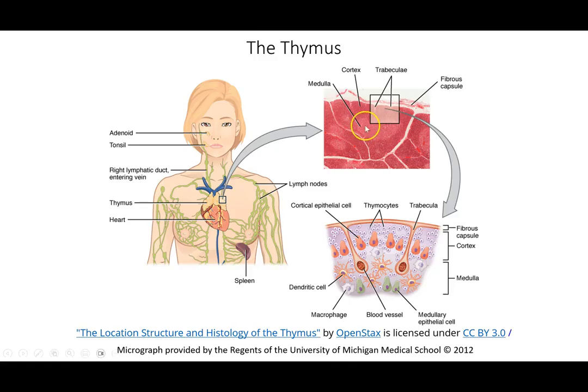But once they've matured fully, they can move out to the medulla and start being exposed to the blood a little bit more and exposure to the antigens a bit more. And so that's also going to allow those cells to exit the thymus and get out into the bloodstream and other lymphatic structures throughout the body.